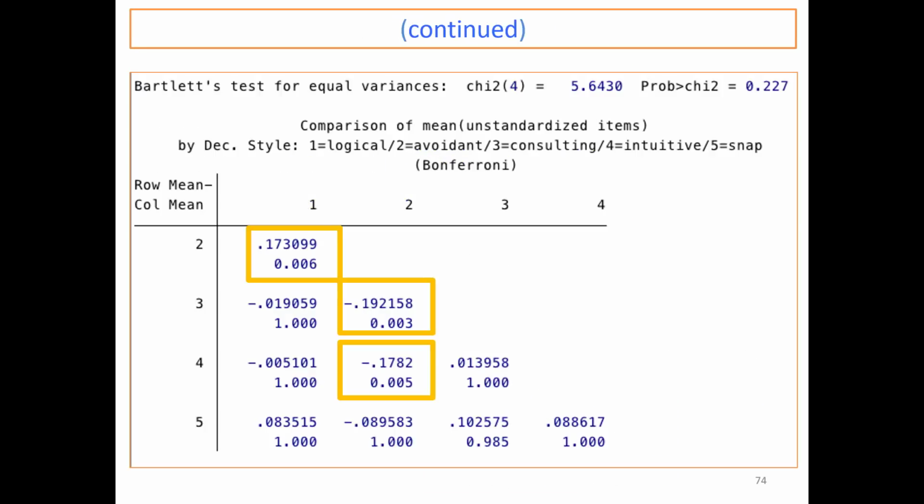So this is the rest of the output of the same command. Here you see all the different one-by-one comparisons that you can make, 1 with 2, and with 3, and with 4, and with 5, and so on. And the ones with the orange squares around them are the ones that ended up being statistically significant, 0.006 there, 3 and 5. So these differences are significant between 1 and 2, 2 and 3, and 2 and 4, and the rest apparently isn't.